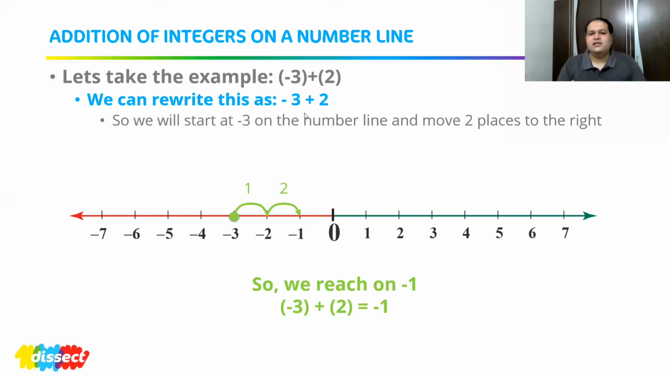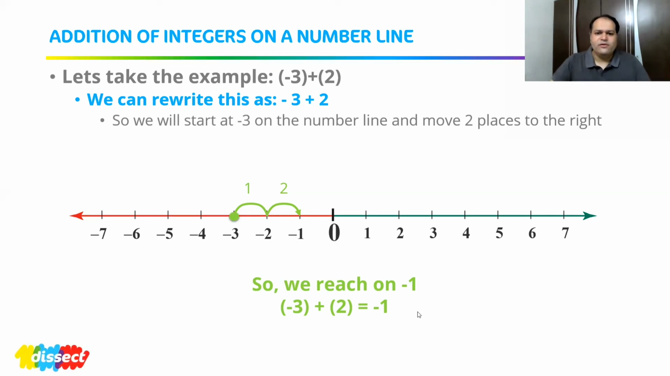And once we have the question in this form, it is so easy. Using the number line, you just go to minus 3. So you put the dot on minus 3. That's here. And because it is plus, we move to the right. How many times? We'll move 2 times to the right. So when you move 2 times to the right, you land upon minus 1. And that's your answer. So your question, minus 3 plus 2, gives you minus 1.